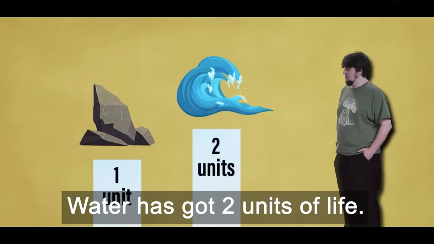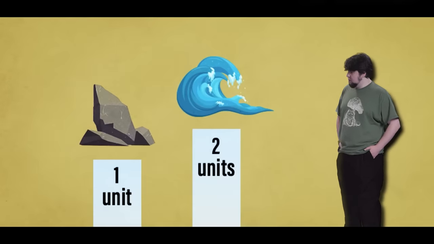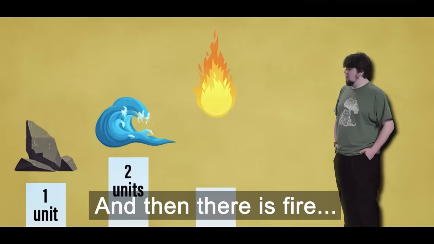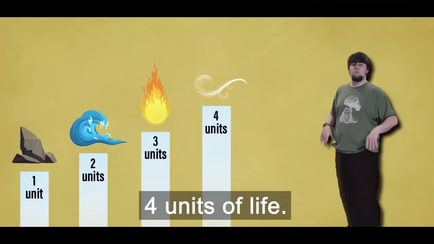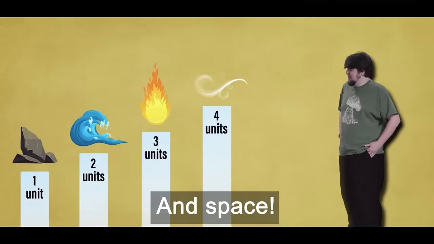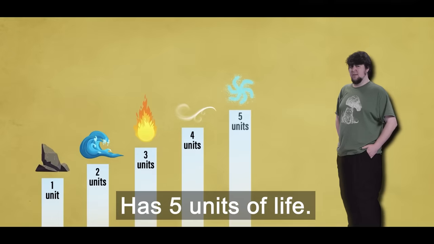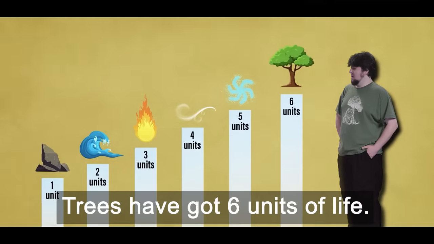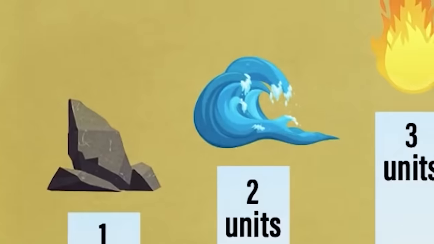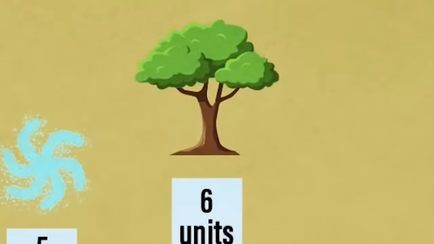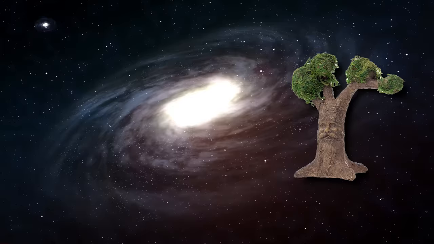Water has got two units of life. Okay, water, that's two. And when there is fire. Fire is strong, that's three, I get it. And in the air, four units. Air, that's everywhere. It's all over space, the place. Space, five units. A little early for space. Trees have got six units of life. Now, sorry, you said what now? Okay, hold on just a second here. I could buy that the rock and the fire and the air is below space, like the elements. But how is the tree above space? You need the space for the tree to be in. Space got shafted. Okay, I'm just gonna say it.